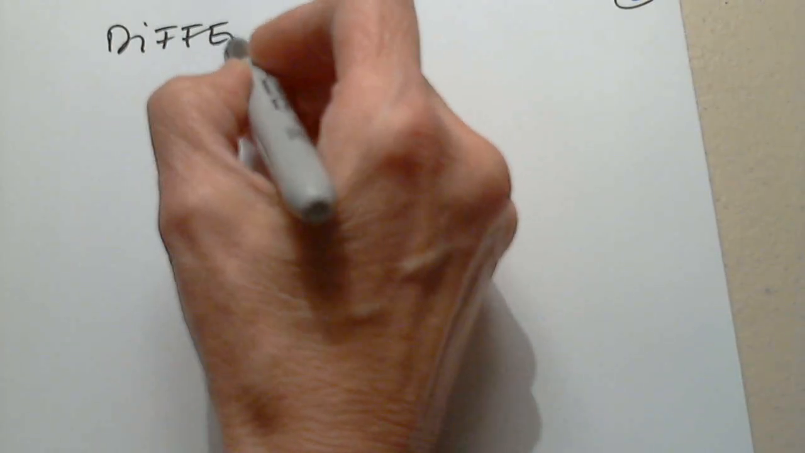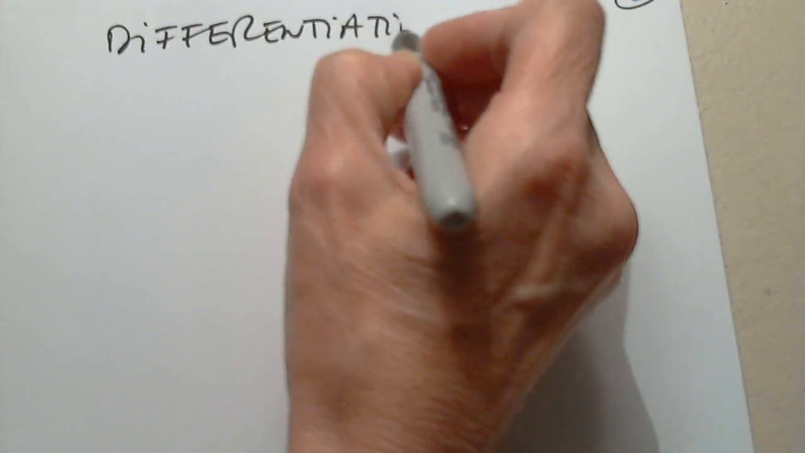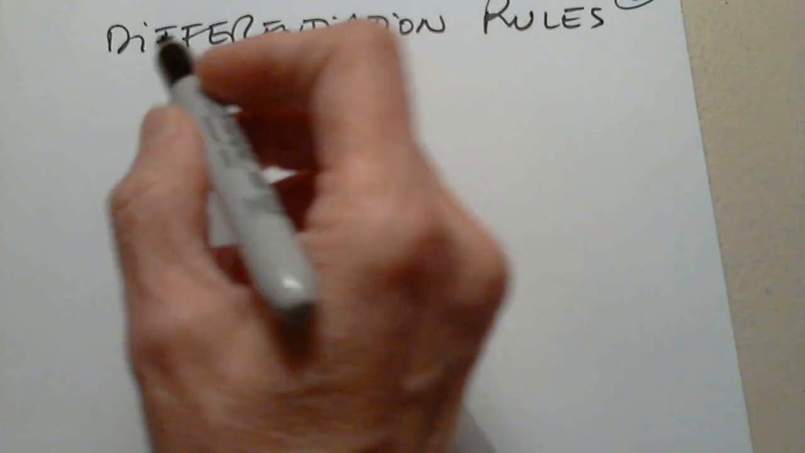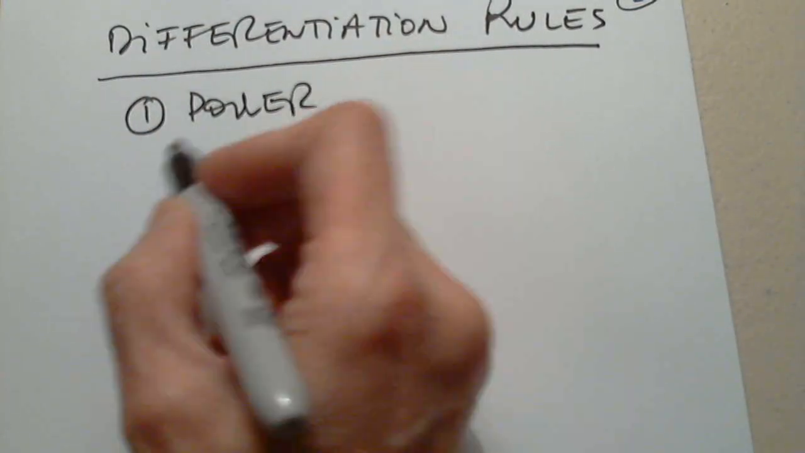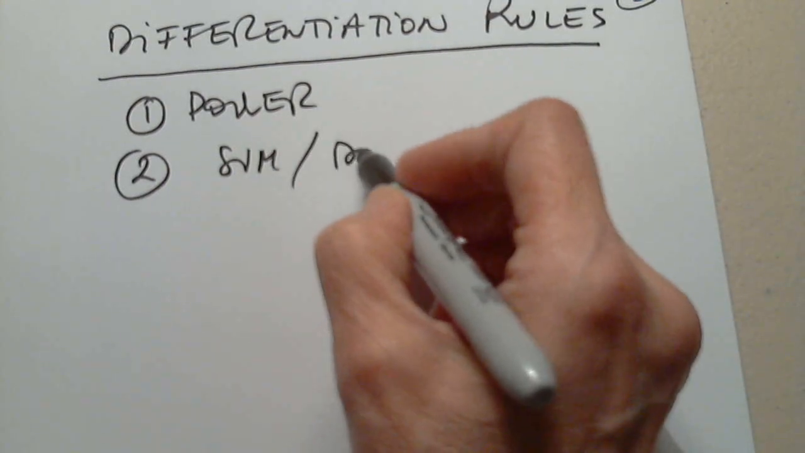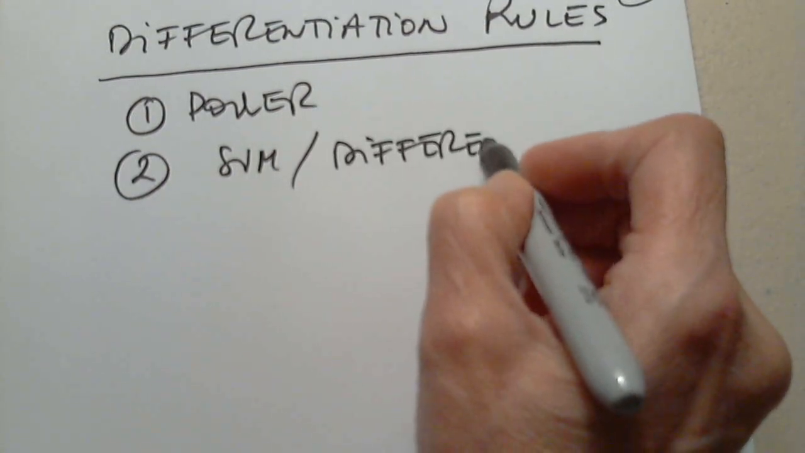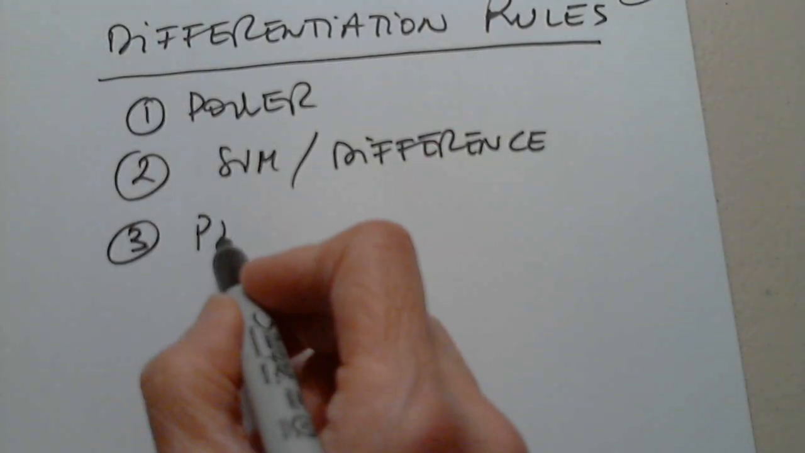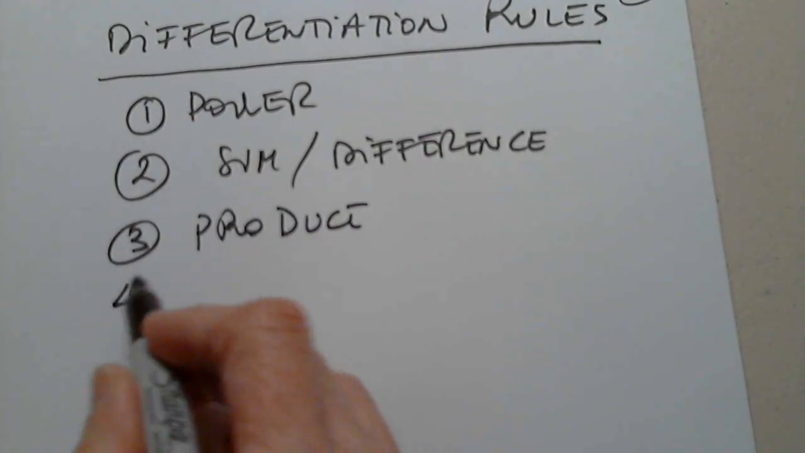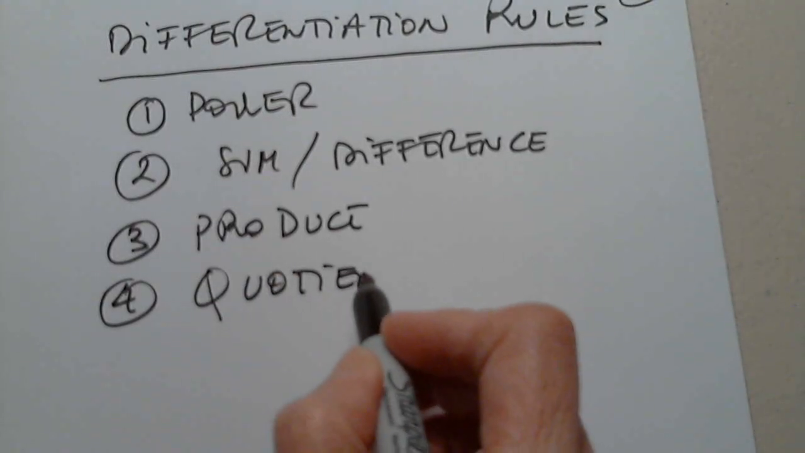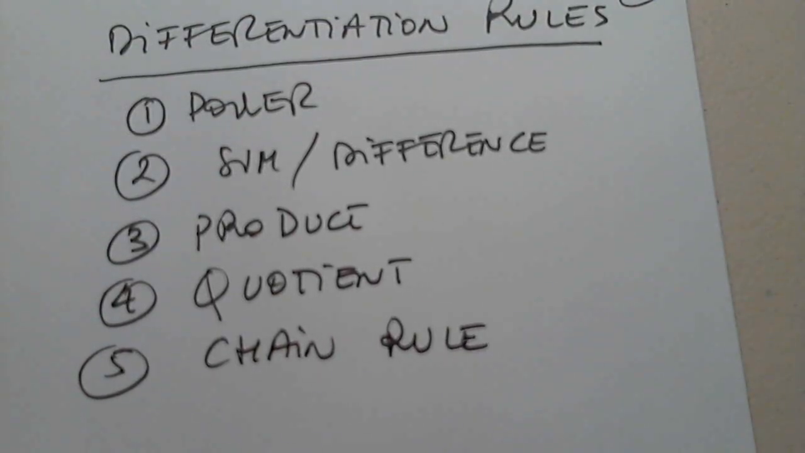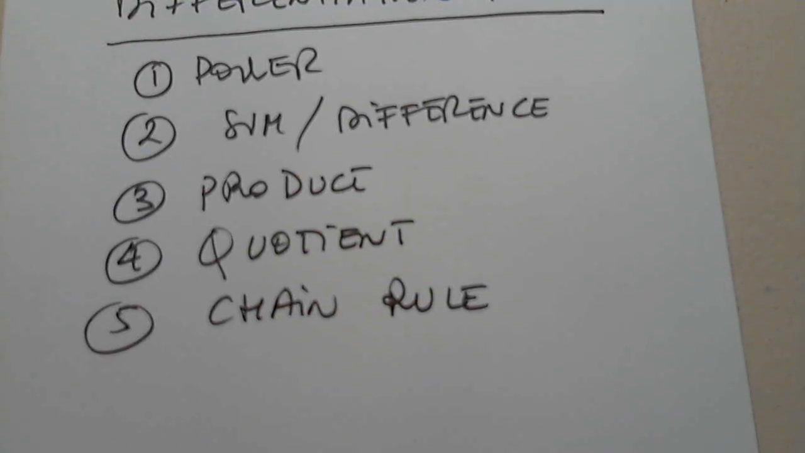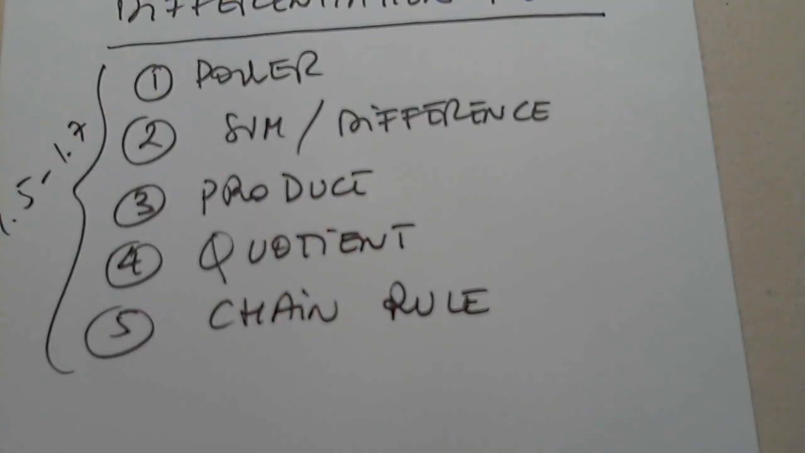Differentiation rules. One, power. Two, sum difference. Three, product. Four, quotient. Five, chain rule. So these are the rules. And these are in sections 1.5 through 1.7.